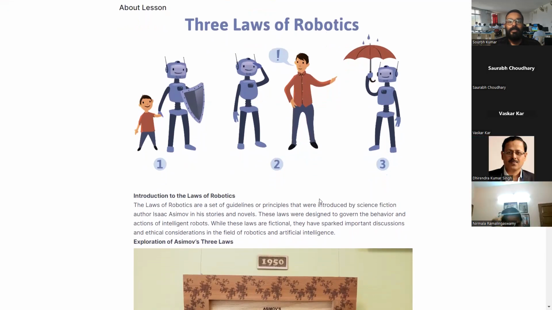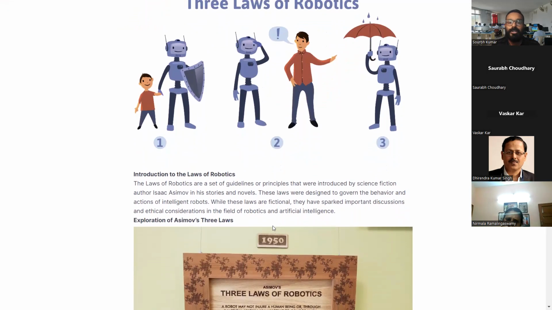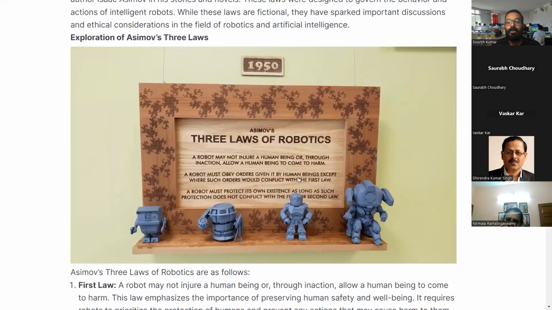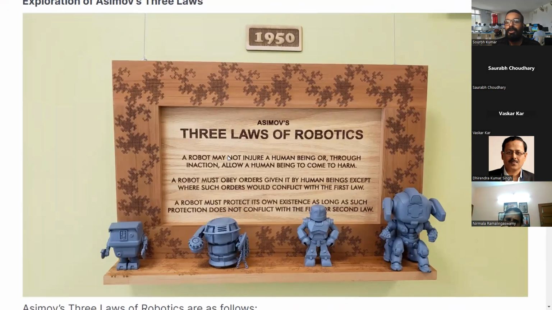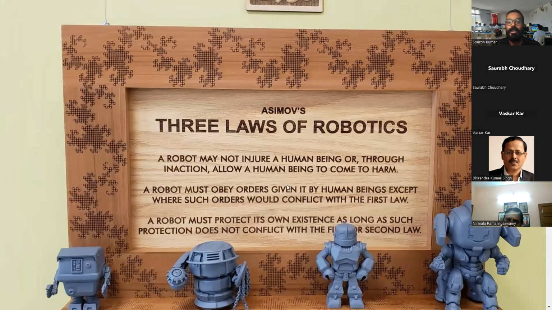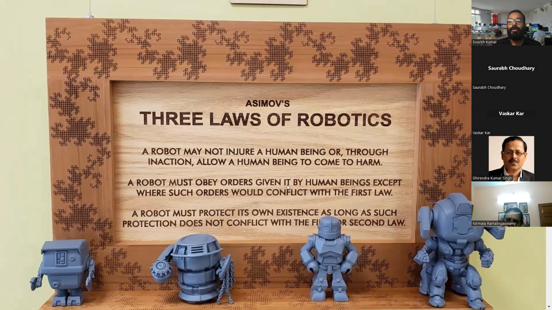So there are three laws of robotics which we should consider throughout the journey of robotics and AI classes, and they are very important for our students to have. Why have these laws in our life when building robotics? Because they give us proper ethical consideration of what to do and what not to do.